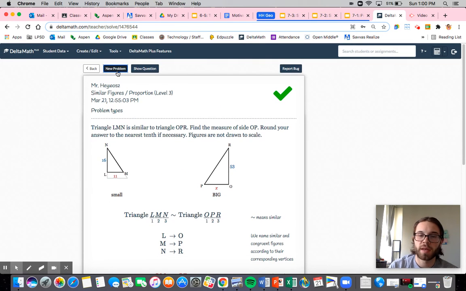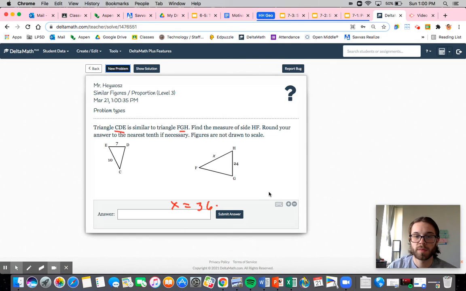So anyway, let's do another one to be certain. Let me clear that. All right, so triangle CDE is similar to triangle FGH. CE is to FH, okay? So I like to put the 10 in the bottom and the x will be on the top.